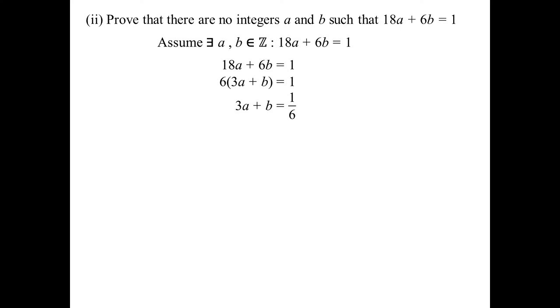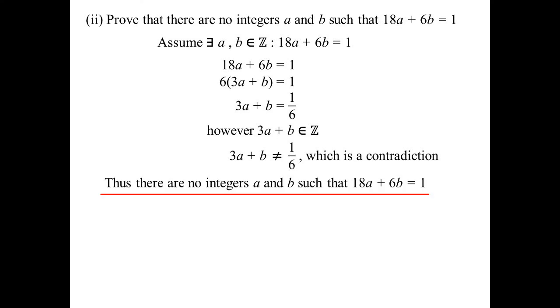I can factorise the 6, divide by the 6, and I now have that 3a plus b is equal to 1/6. There's my problem. Because remember, we said a and b were integers, so 3a plus b must be an integer. And 1/6 is not an integer. So there's my contradiction. In one case I'm saying it is an integer, in another case I'm saying it's not an integer. So therefore it can't happen. So there are no integers a and b such that 18a plus 6b is equal to 1.